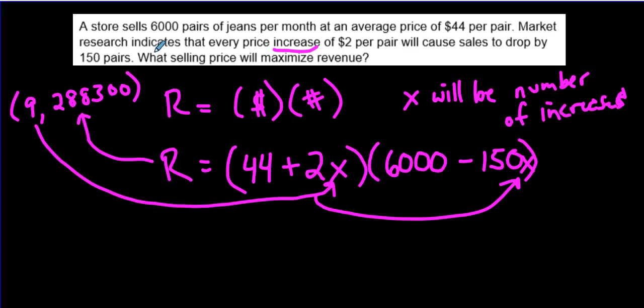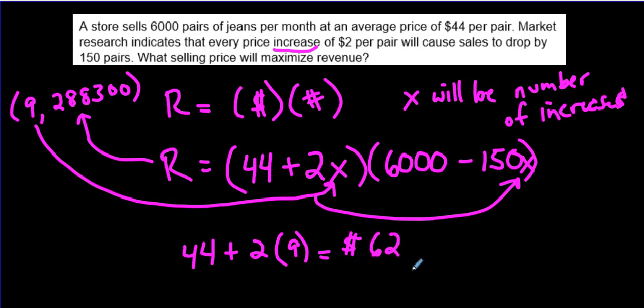Okay. The question says, what selling price will maximize the revenue? Well, the selling price is this first bracket right here. So you go 44 plus 2, and then in brackets, how many increases? It was 9. So we're going to go 44 plus 18. So the best price to charge for these jeans is 44 plus 18. So 44, 54, 64 minus 2 is $62. Okay, this is the best price to charge to maximize the revenue.